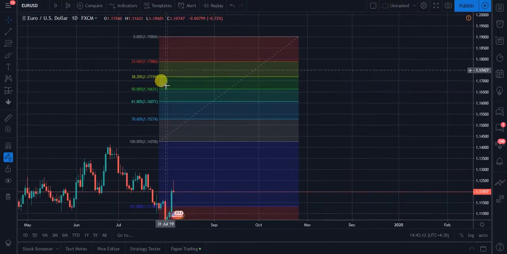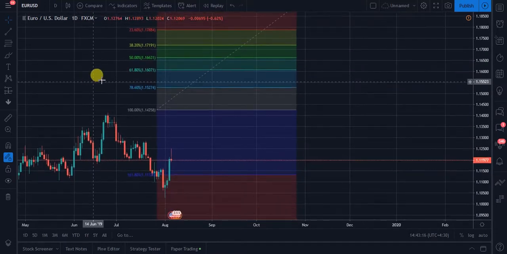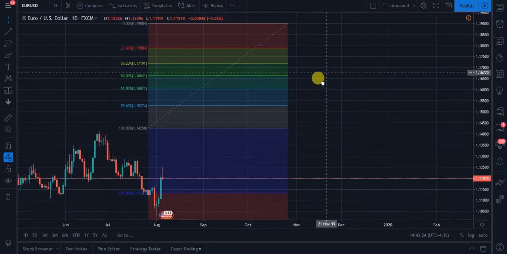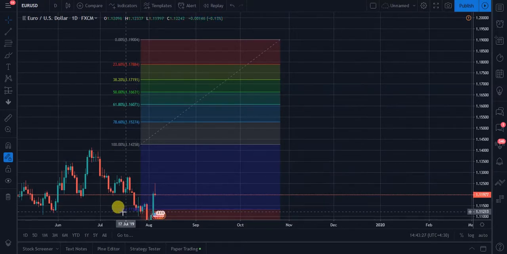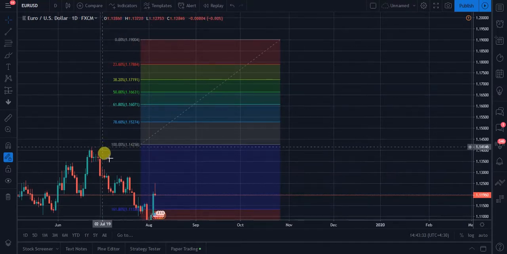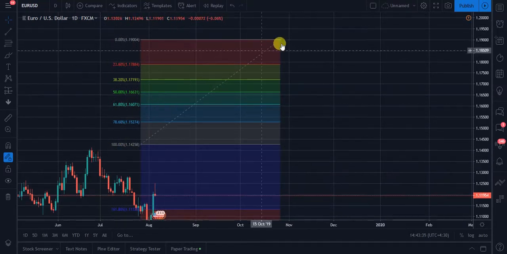So these are our Fibonacci retracement levels, but we also have extension levels that are more than 100%. But in the next video I will talk about this other Fibonacci called Fibonacci extensions. So in this video I just focus on retracements.